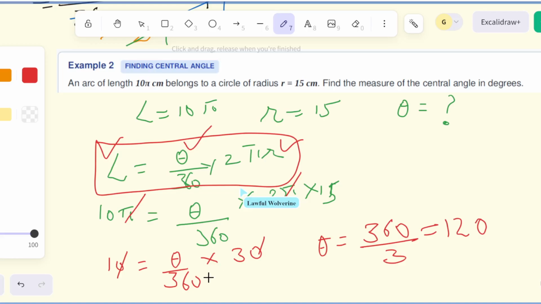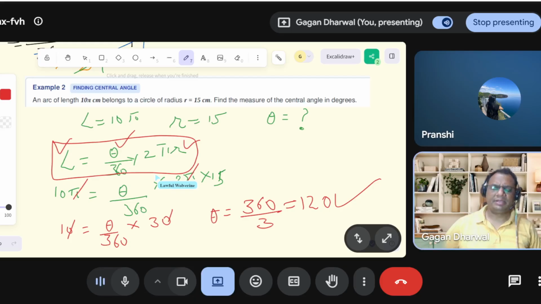Okay, you can write it down better. So basically, again, I'm repeating. The formula is L equal to theta upon 360 into 2 pi r, where r is the radius and theta is the angle formed by the arc at the center of the circle. And there are three variables in this formula: L, theta, and r. So out of the three, two will be given, and the third they will ask you to find out. Okay, write it down, buddy, so that we can do the next one.